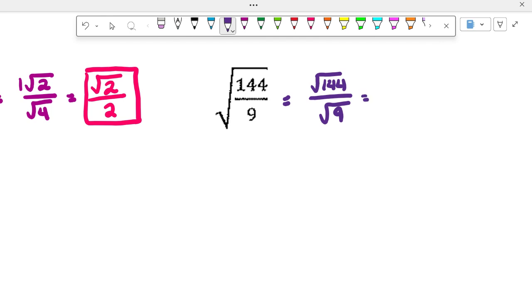So what's the square root of 144? 12. What's the square root of 9? What's 12 divided by 3? 4. So multiplication, division, you can do the same thing. Just like how you can separate multiplication into two radicals, you can separate division into two radicals.